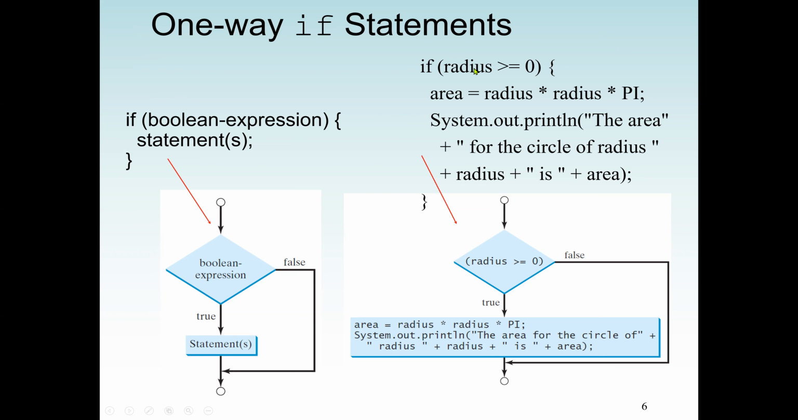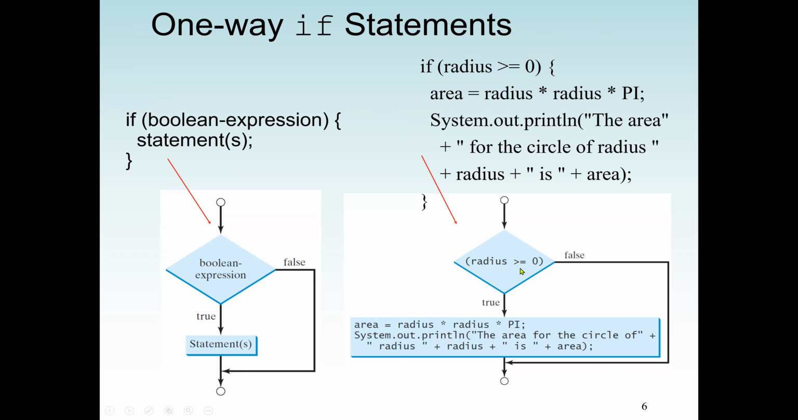Now we have a good example here. So here we say that if the radius is greater than or equal to 0, then find the area of the circle. So the area of the circle will be radius times pi. Then we say System.out.println, the area for the circle of radius is whatever answer we have. So this only will work if the radius value is greater than or equal to 0, which means if this condition is true, the radius we enter is at least 0 or a positive value. If we enter a negative value, all these statements will be skipped.